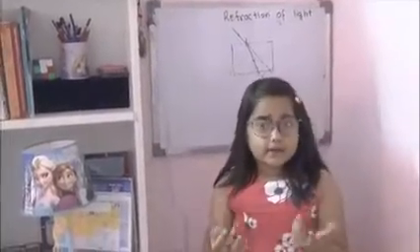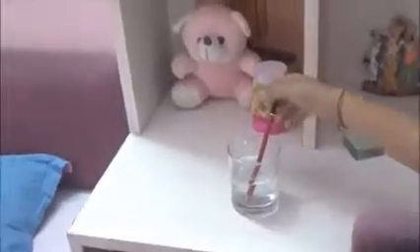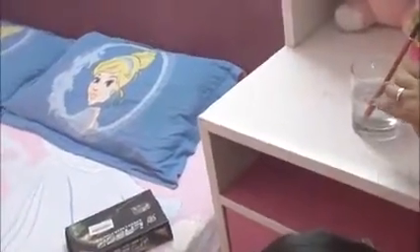Now let's perform another experiment. See, here I have a glass of water, half filled. You can try it at home. This is a pencil. Now if I put it in the water and if I see it from this angle, then if we observe carefully, we will see that the pencil is deviated.